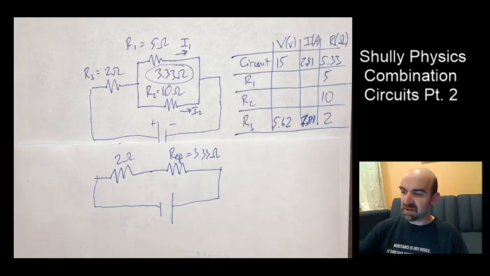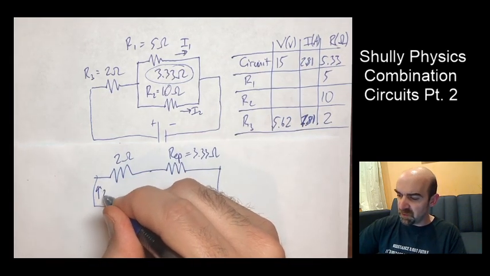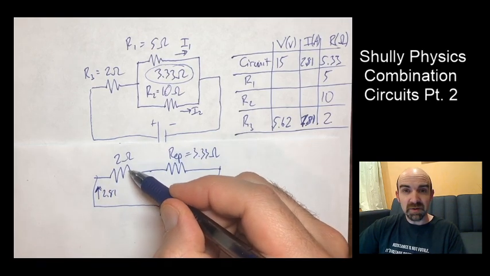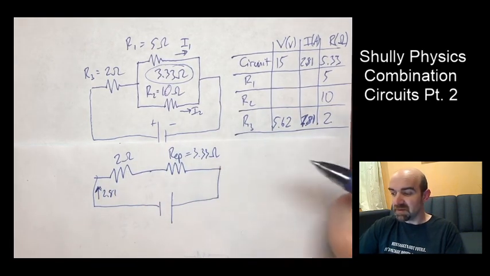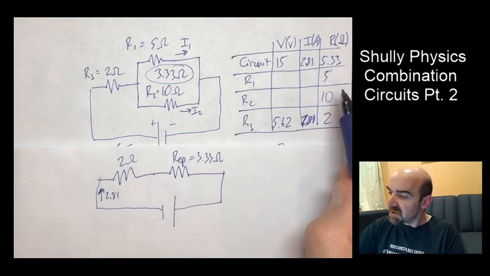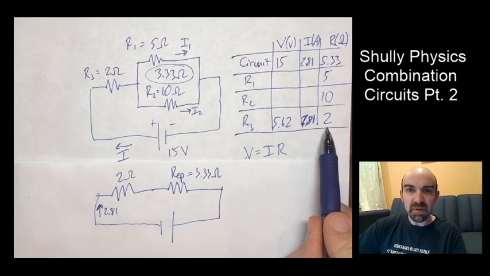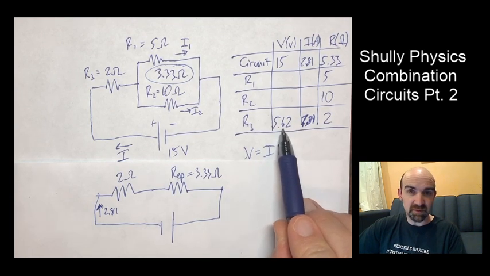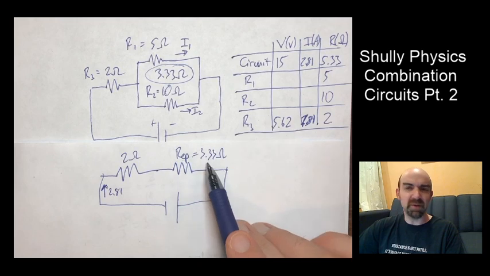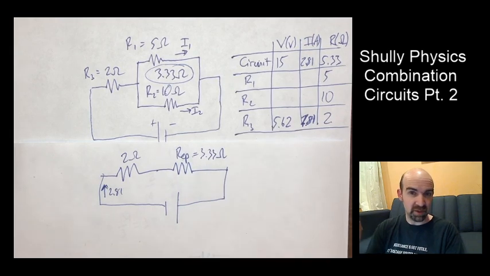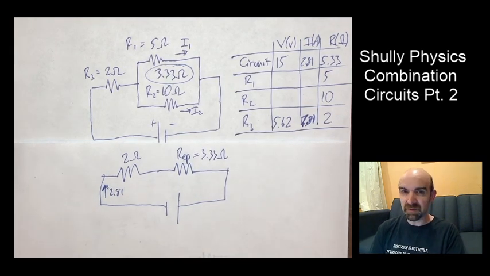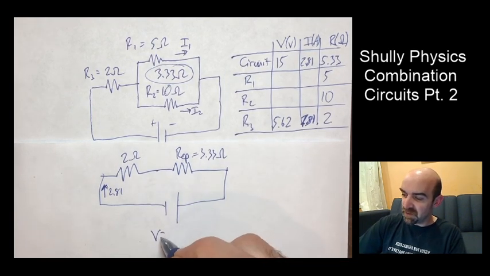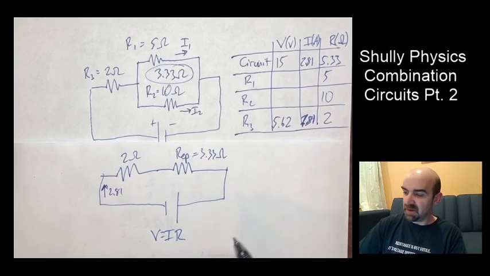We're trying to imagine the 5 and 10 as a single 3.33 ohm resistor. So what we just did was we found that the 2.81 amperes flows into 2 ohms, and that gave us the V, the potential difference across that resistor. So can't we do the same thing with our 3.33 ohm combination? Can we find the V across both of those resistors? Yes.